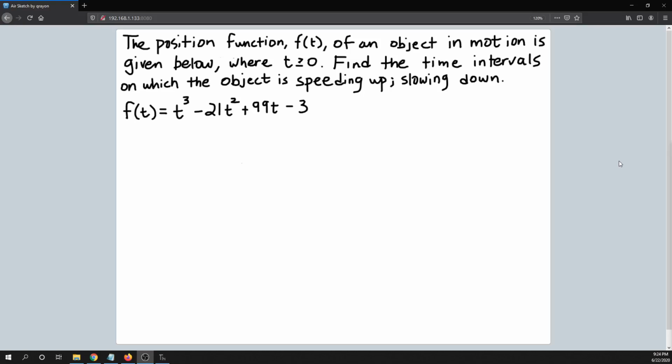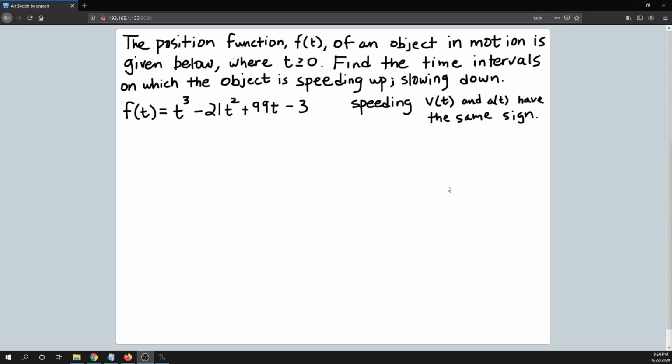Okay, so how are we going to do that? Well, first off, for speeding up, what's got to happen is that the velocity and the acceleration have the same sign. All right, so think of the velocity, right?